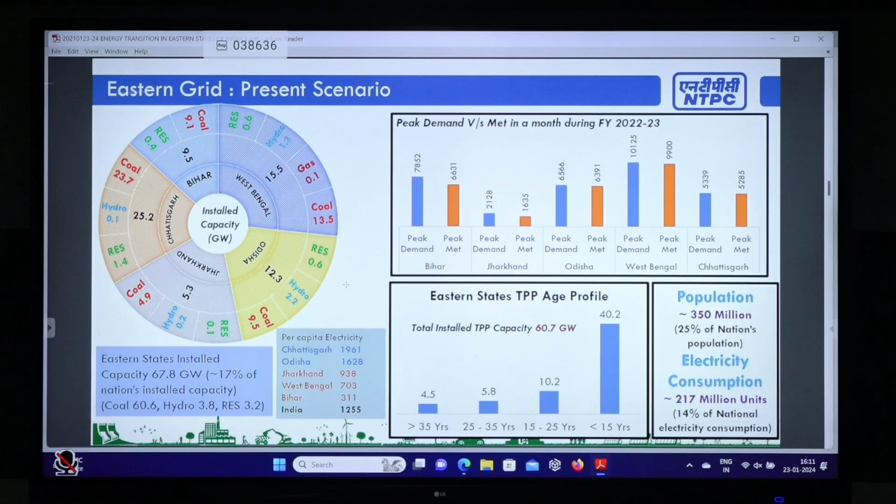So if you see the aging profile, most of the power plants are new, not very old. That means they are efficient power plants, recently constructed. But there is also scope to improve the efficiency, about 20 gigawatt. There is scope for modernization, whereby you can reduce the carbon footprint itself.